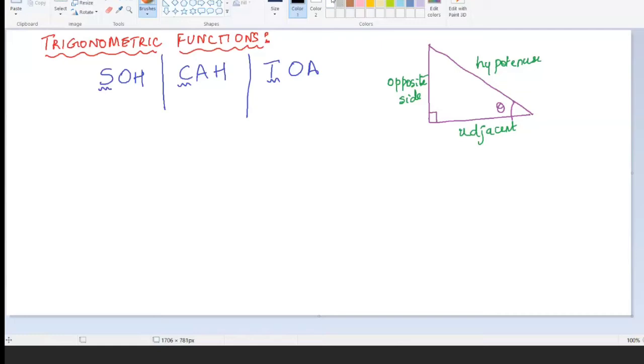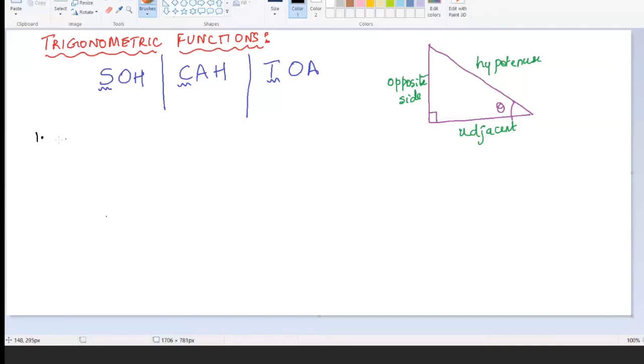So we will write the first one. Sine theta is equal to... How many trigonometric functions do we have? Any idea? 6, ma'am. Do all know 6 only, or do some know more or less? 6 only, right? Good. So we know 6 trigonometric functions.